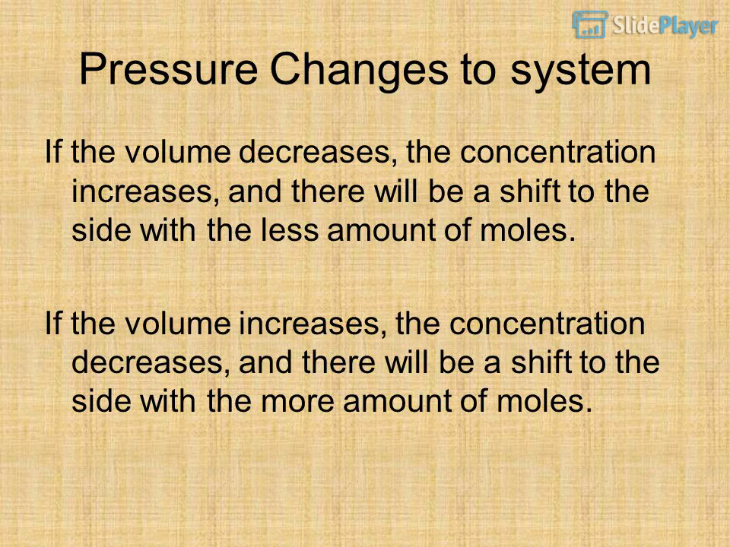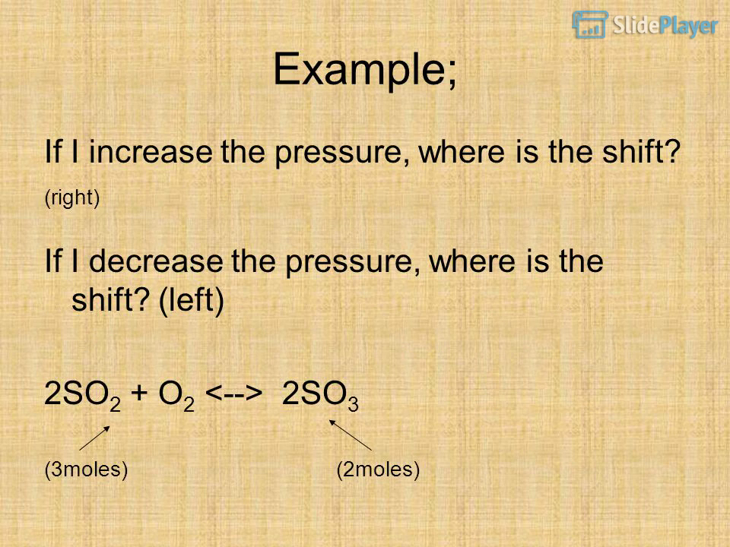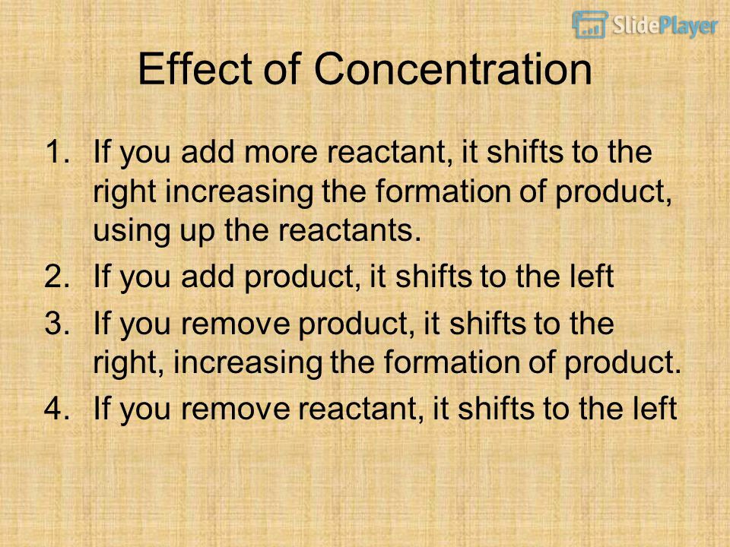Pressure changes to the system. If the volume decreases, the concentration increases, and there will be a shift to the side with the lesser amount of moles. If the volume increases, the concentration decreases, and there will be a shift to the side with the greater amount of moles. Example: 2SO2 + O2 ⇌ 2SO3, 3 moles on the left, 2 moles on the right. If I increase the pressure, where is the shift? Right. If I decrease the pressure, where is the shift? Left.